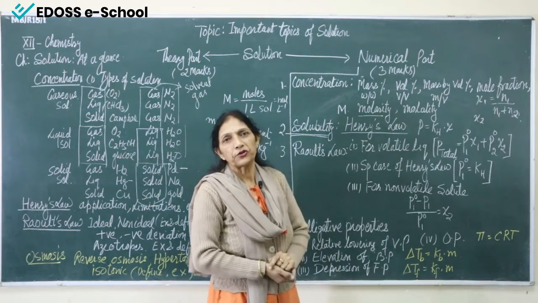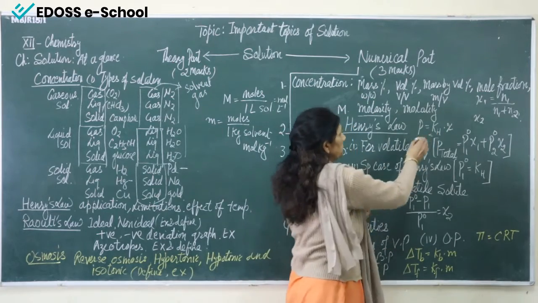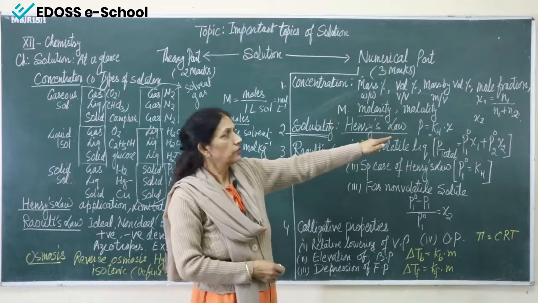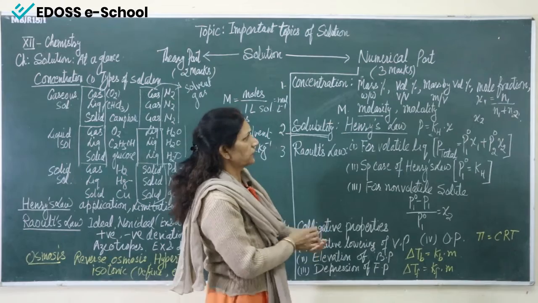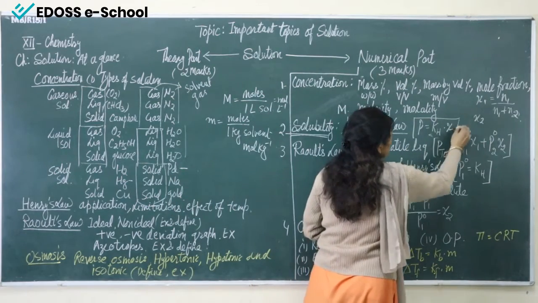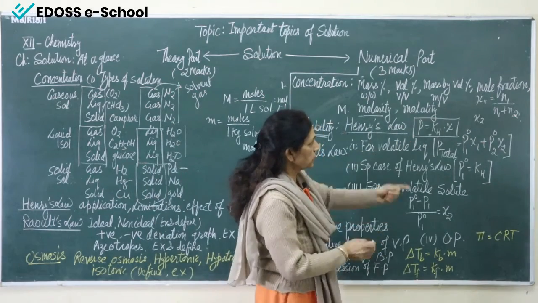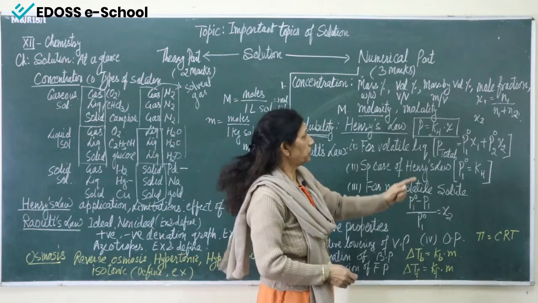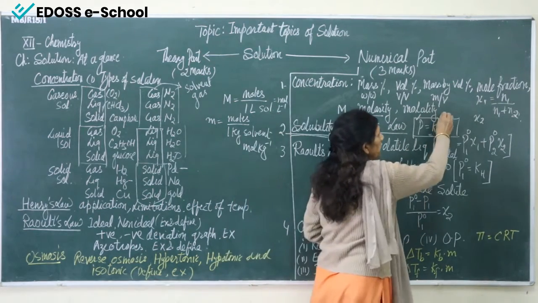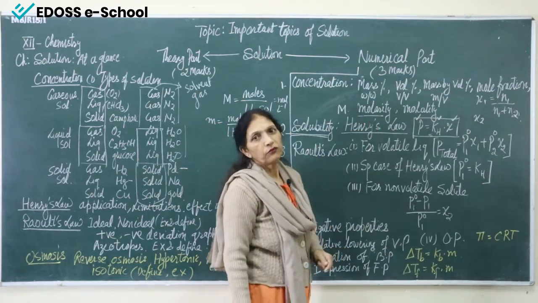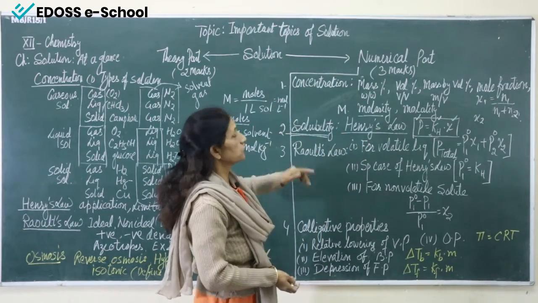Partial vapor pressure of any component is equal to Kh into X. Kh is the Henry's constant, and X is the mole fraction. So in such types of numericals, in my next video I will take different types of numericals. In Henry's law, there are 3 unknowns you can see here: either you have to find P, or you have to find KH, or you have to find the mole fraction or number of moles of any component. So this is the second topic of this lesson, solubility.